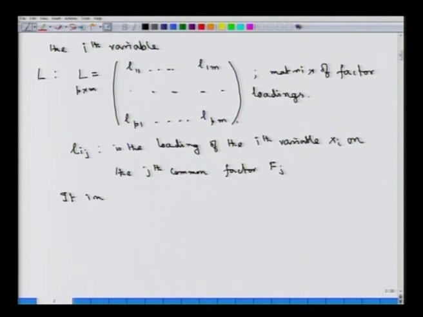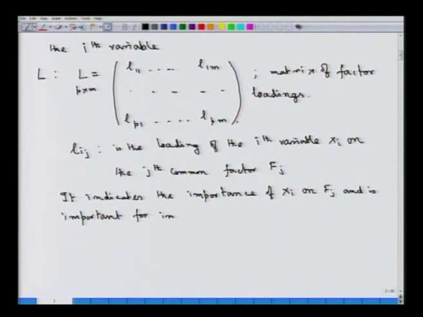Now this has an important role to play. It indicates, this is of course Lij, of which we have pm of them, the importance of xi on the jth common factor fj, and thus is important for interpretation of these common factors, right. Now this is thus the factor model, the factor analysis model.